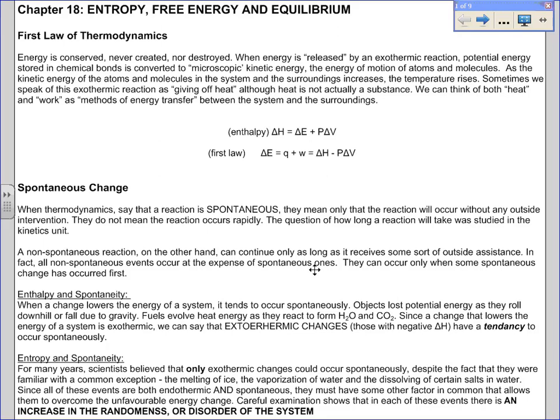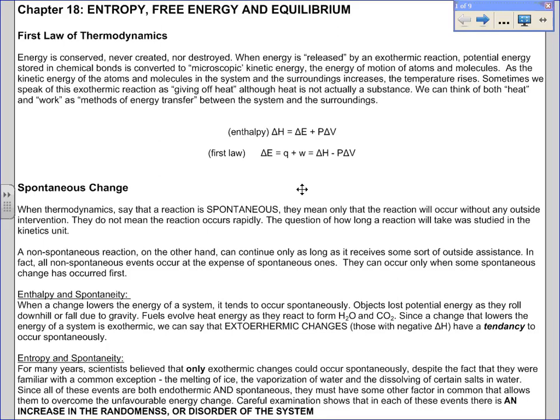So just a quick review. The first law of thermodynamics is that energy is conserved, never created or destroyed. And so out of that comes the fact that when you have a chemical reaction, if there is an energy change because of the chemical reaction, the energy is either transferred as heat or as work. So in that way, the energy is maintained. We also looked at the definition of enthalpy, which was the change in energy plus the pressure times the change in the volume of a system, and we connected that to the first law.